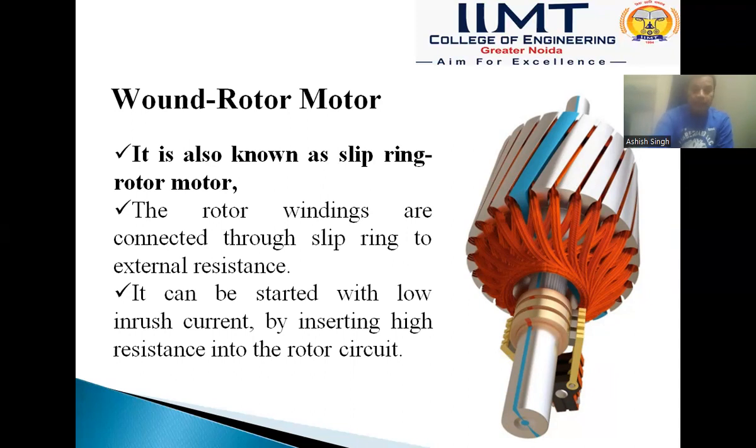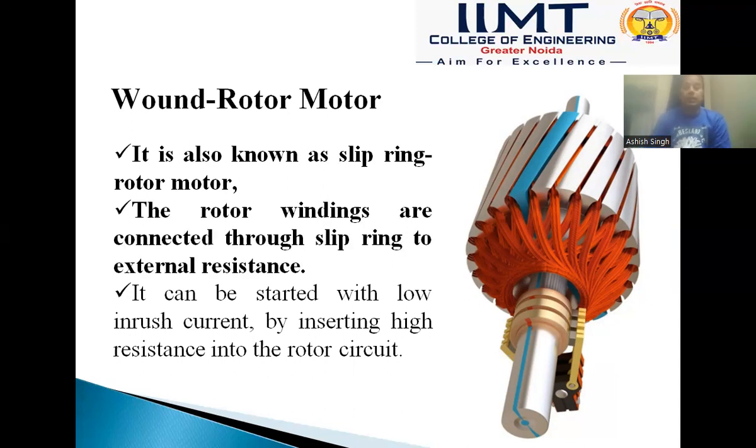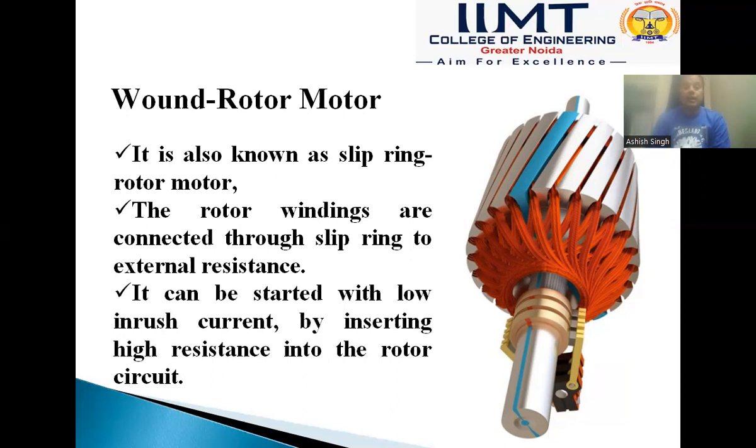The rotor windings are connected through slip ring to the external resistance to increase starting torque as per our requirement. And in this type of motor, we generally place three-phase rotor winding on the rotor slots and that are connected in star configuration. It can be started with low inrush current by inserting high resistance into the rotor circuit.